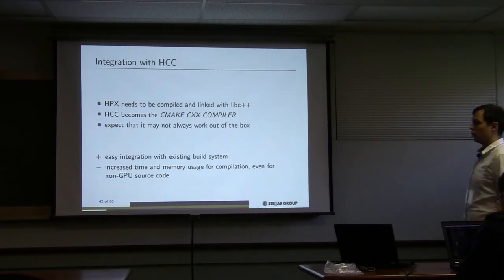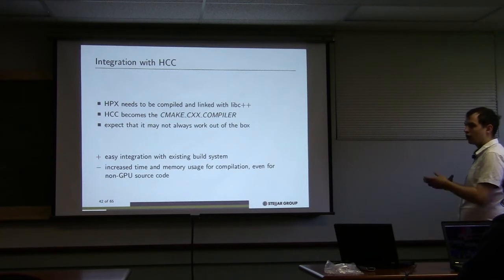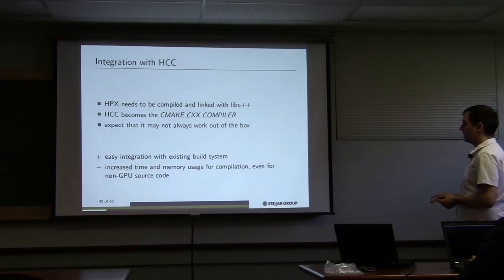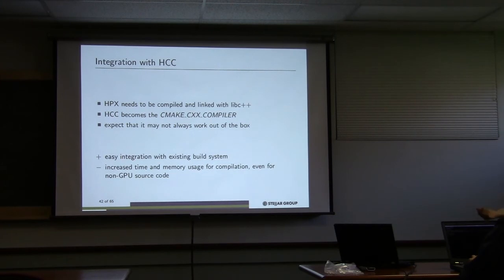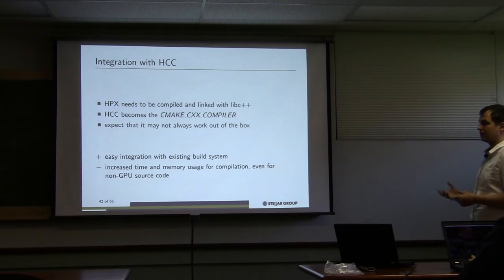Because you have one compiler which deals with both host and device, which we just use as the main compiler from CMake. In practice, it means that it's very easy for us to integrate with CMake. You have to change a few compilation flags to enable the GPU support. You just have to change the compiler, but it will work. You don't have to change anything in the CMake scripts. Of course, the problem is that you have to compile everything in HPX with HCC, which means that it will take more time and more memory.